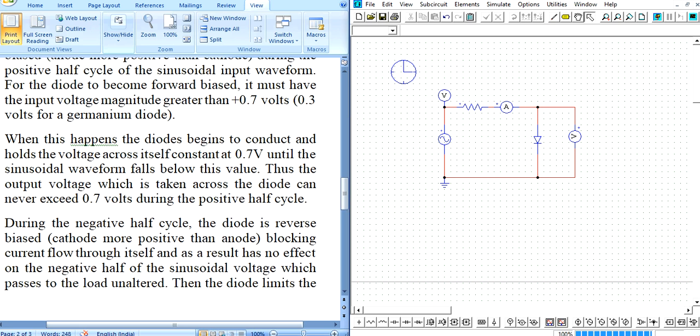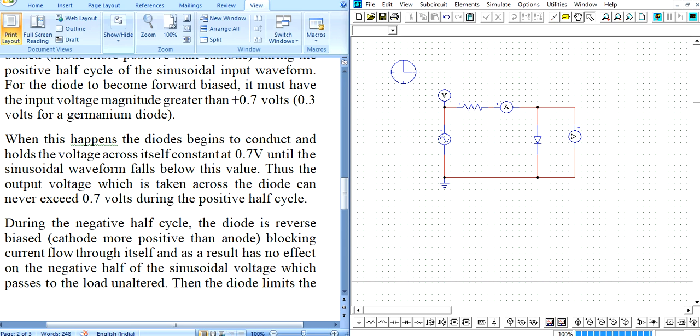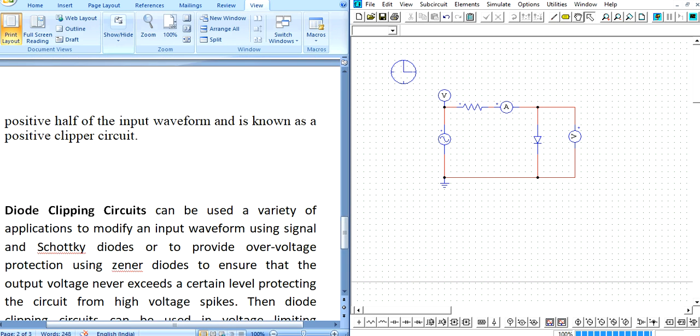During the negative half cycle, the diode is reverse biased. In the positive half cycle, it acts as forward biased. In the negative half cycle the diode is reverse biased, blocking current flow through itself, and as a result has no effect on the negative half of the sinusoidal voltage, which passes to the load unaltered. Then the diode limits the positive half of the input waveform, and this circuit is known as a positive clipper circuit.